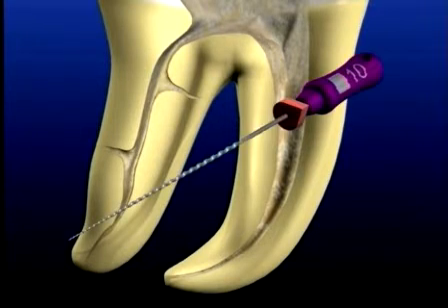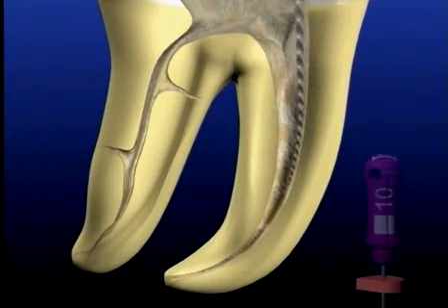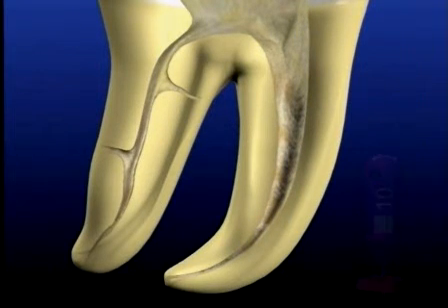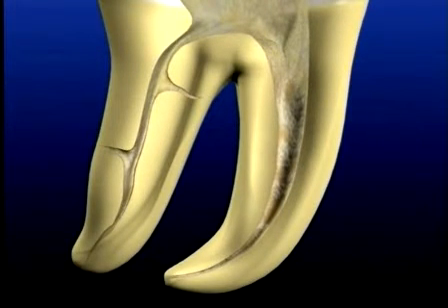Following the use of Shaper 1, we should re-irrigate and recapitulate. Be sure to carry the tin file to the terminus and then confirm patency. Work the instrument up and down in short amplitude strokes to move debris into solution and then re-irrigate.